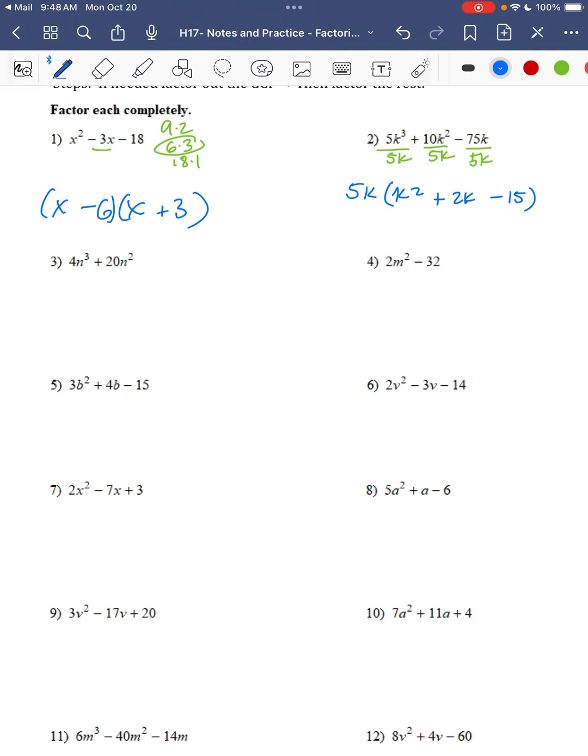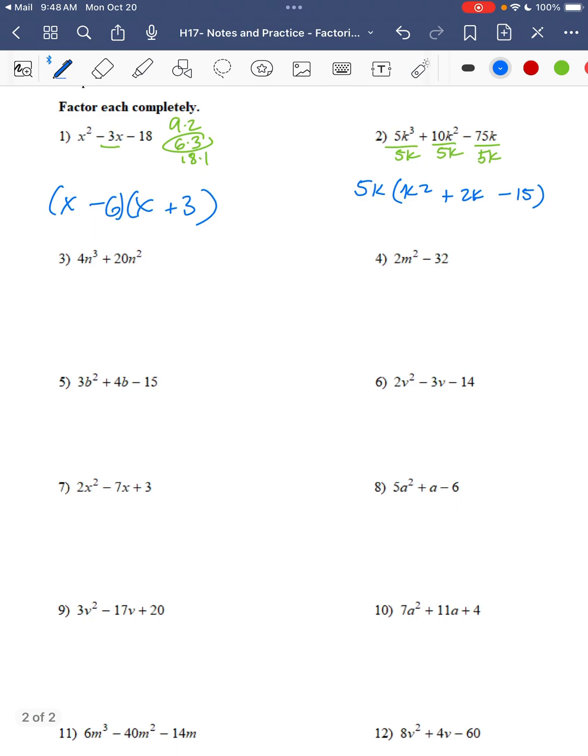All right, and so you can either divide these in your head, or you can ask yourself, 5k times what makes 5k to the third? And then 5k times what makes 10k squared? You can do reverse distribution basically. All right, so now we're back in the same place. I got the 5k out here, has to stay. What multiplies to 15 and makes 2? I'm going to go ahead and say 5 and 3. And I want a plus 5 and a minus 3 to make the positive 2.